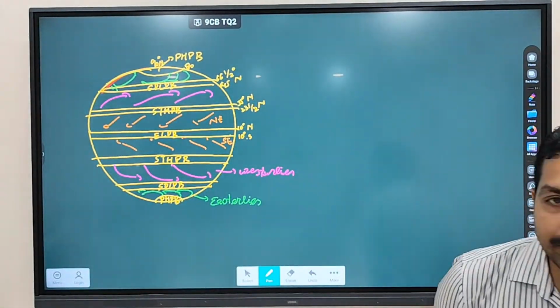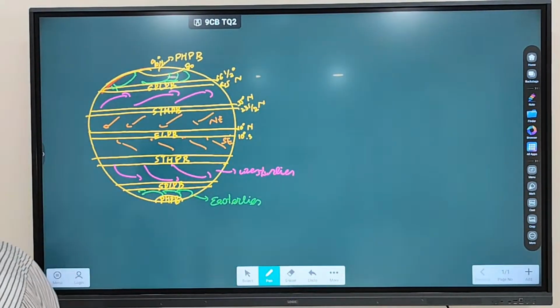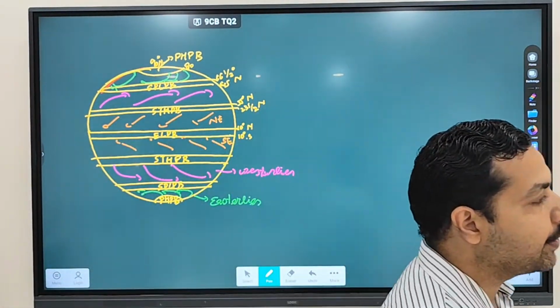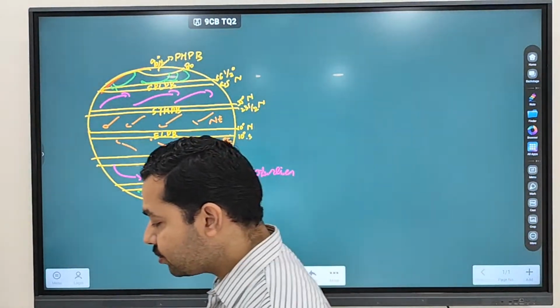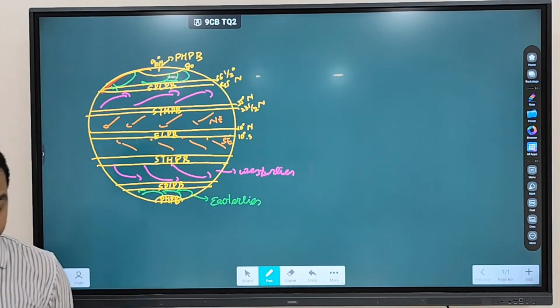So what are the scenarios? When the sun's wavelength is greater, then what will happen? It will scatter, yes. When it is equal, then what will happen? Absorption. And when it is lesser, what will happen? Reflection. Okay, so those concepts we have discussed. Atmosphere is not transparent. Fine.